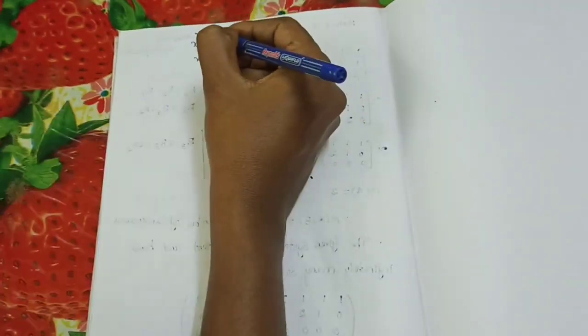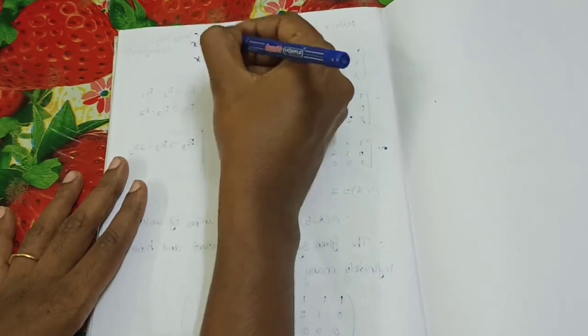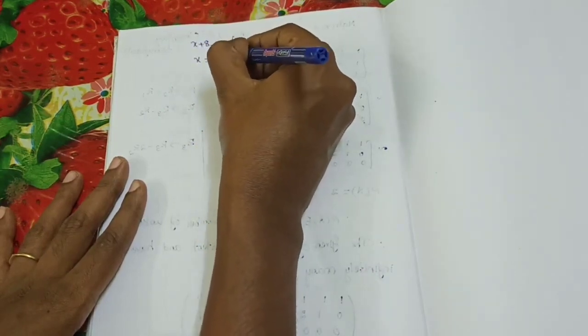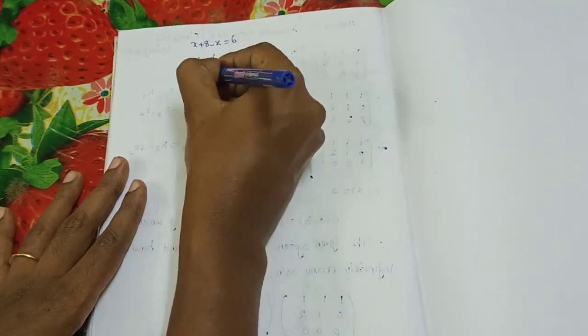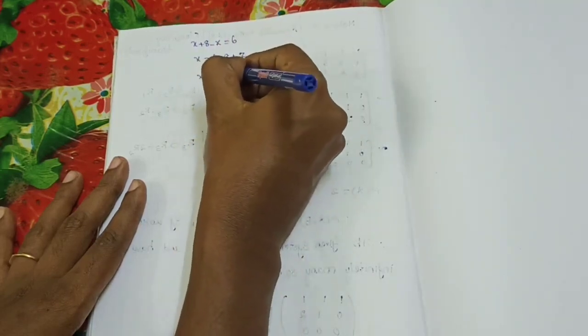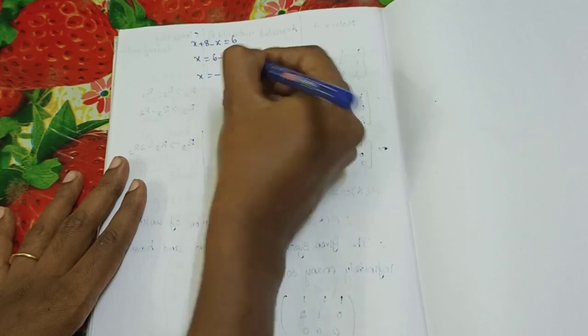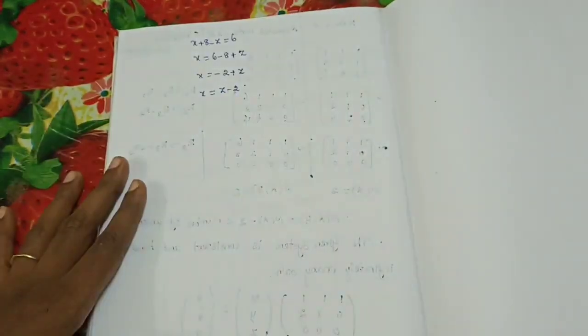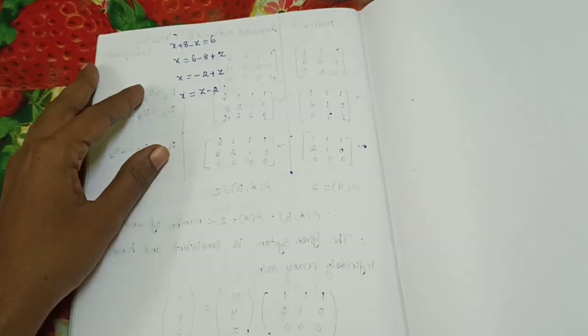So from this you can find the x value. x is equal to 6, bring this to this side. 6 minus 8, minus z will change as plus z. So x is equal to minus 2 plus z. Correct? We can write x is equal to z minus 2. Okay. x is equal to z minus 2.